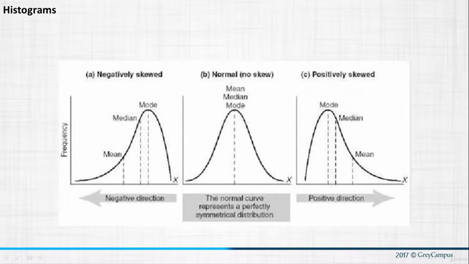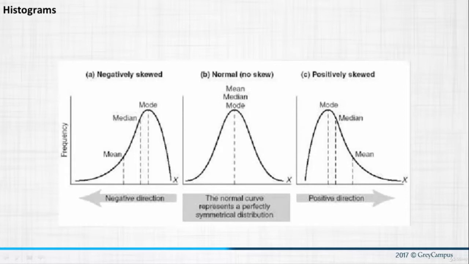Here's another representation of skewness. If we start in the middle with the standard normal curve, we treat that like a rope. We pull on the right side of that rope. We're pulling in the positive direction, in the right direction, and we're creating a tail to the right. Typically, the mode will be the highest point of the curve, followed by the median and then the mean.